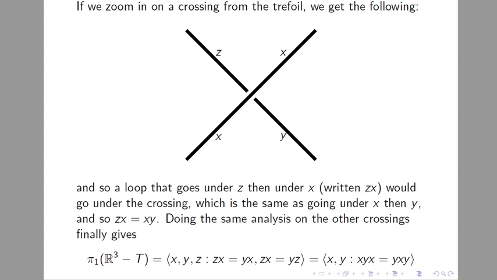If we apply this logic to the other crossings, the fundamental group is the group generated by X, Y, and Z, such that ZX equals YX and ZX equals YZ. But with a little bit of algebra, we can simplify this a little more so that we finally conclude that it's the group generated by X and Y, such that XYX equals YXY.